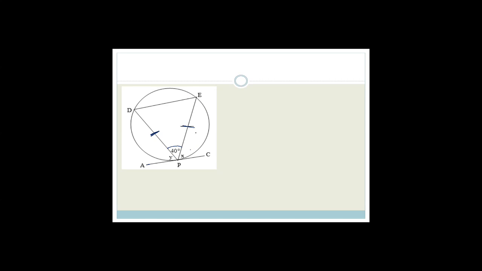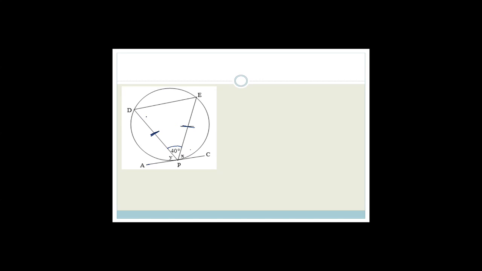Okay, so here is our circle, and like I said, we are trying to find the values of X and Y. We've been given this triangle, which is obviously an isosceles triangle, which means that the base angles of the isosceles triangle are equal.